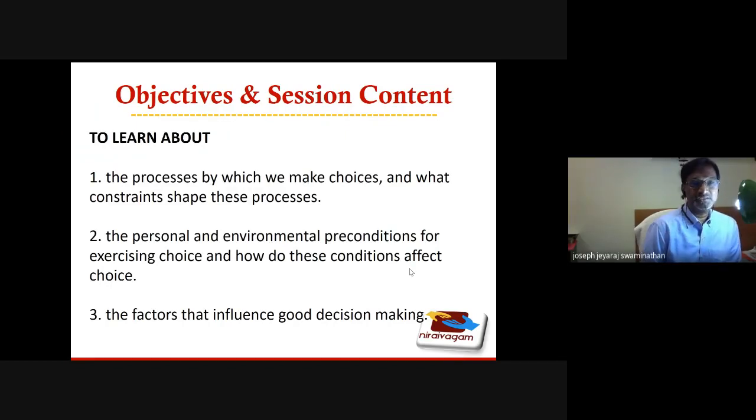We have three basic fundamental objectives. What are they? We will learn today about the processes by which we make choices and what are the constraints that shape these processes of our choices. The second objective will be the personal and environmental preconditions for exercising choice and how do these conditions affect our choice. And the third objective will be the factors that influence good decision making. Right? So these are the three objectives. We will get it clarified as we go on.